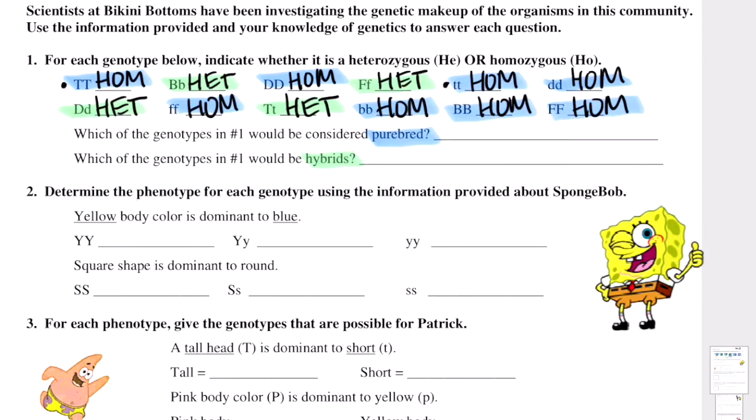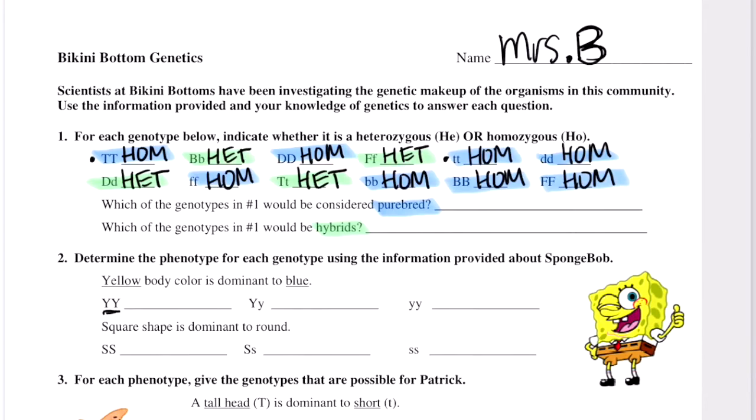It says the yellow body color is dominant to blue. So yellow is dominant, which means that the letter would be capital. Dominant is capital. Okay, so this would be yellow. This genotype also has a capital letter, making it yellow. And then this is little y, which means all lowercase and therefore would be recessive, which means it would be the recessive color, which is right here, blue.